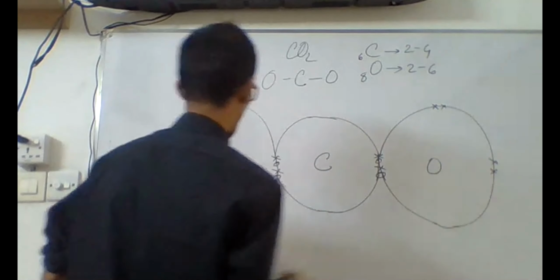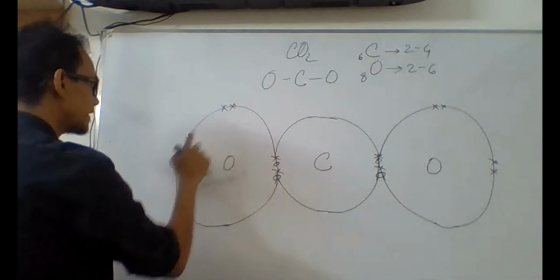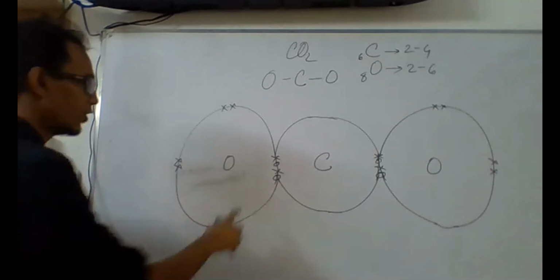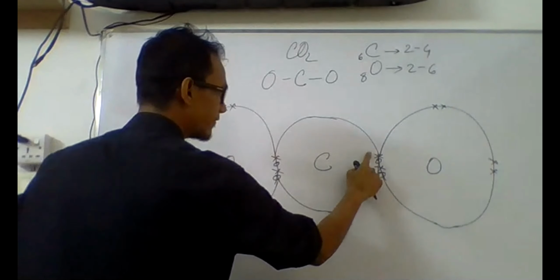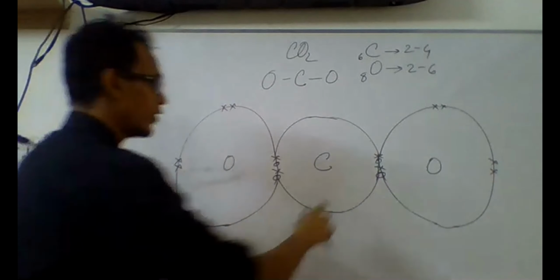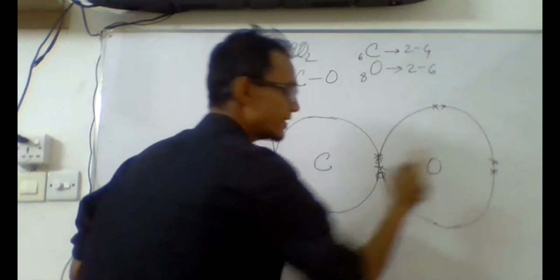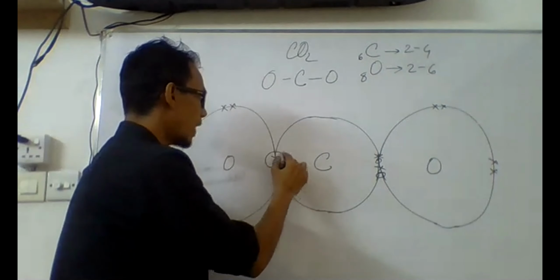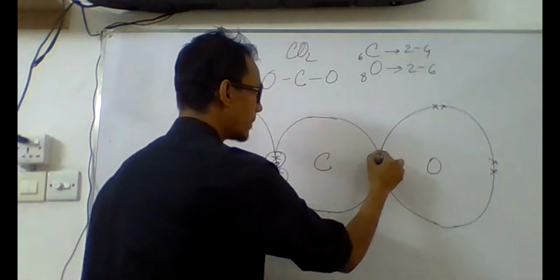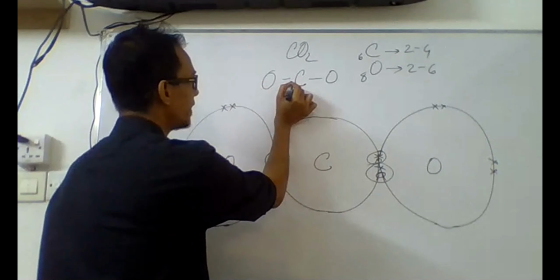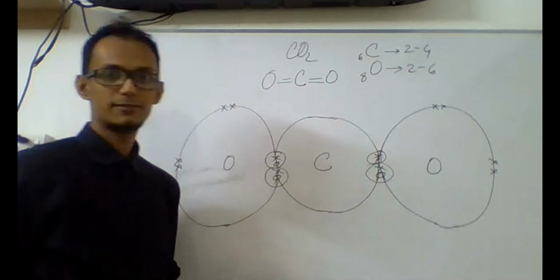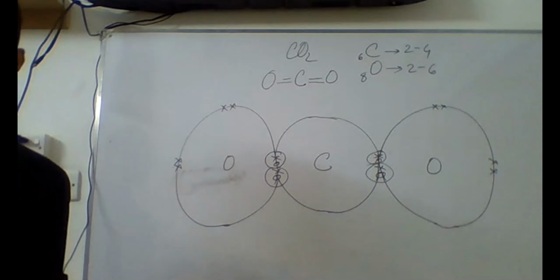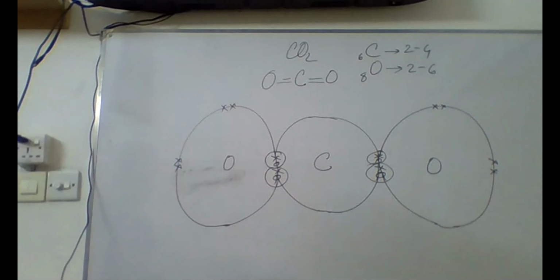Now count. 1, 2, 3, 4, 5, 6, 7, 8. Done. 1, 2, 3, 4, 5, 6, 7, 8. Done with oxygen. So all of them fulfill their outer shell. And if you see, 1 pair, 2 pairs. So what do you need? You need a double bond. Do you get my point? Yes, sir. Okay.